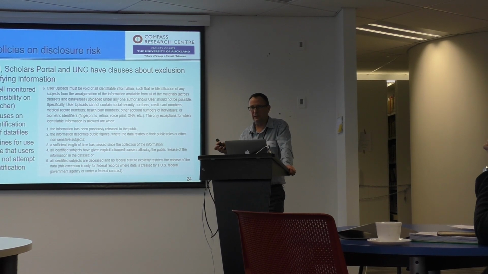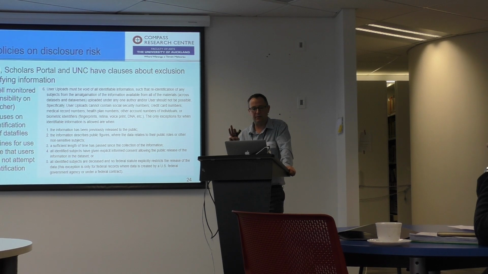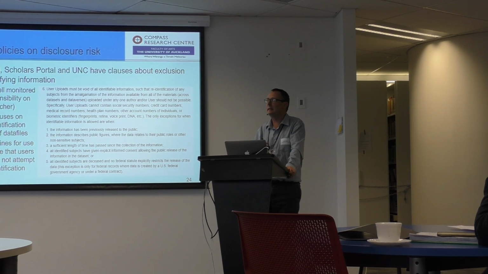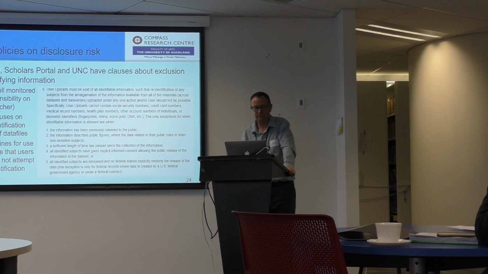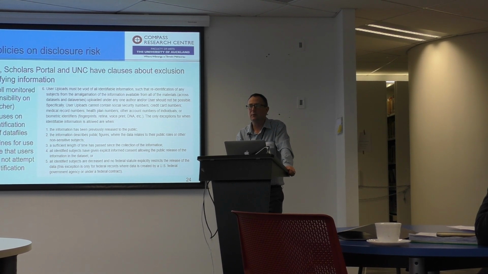The other 3 pretty much have the standard data-first conditions about exclusion of identifying information. They basically tell researchers, you shouldn't really put stuff in here with identifying information, but clearly that's not very well monitored. They allow you to put stuff in there and don't actually check it. There are no clauses on re-identification risk. Guidelines for use indicate that users shouldn't attempt to re-identify things, but there's no real way of checking that or stopping people doing it.